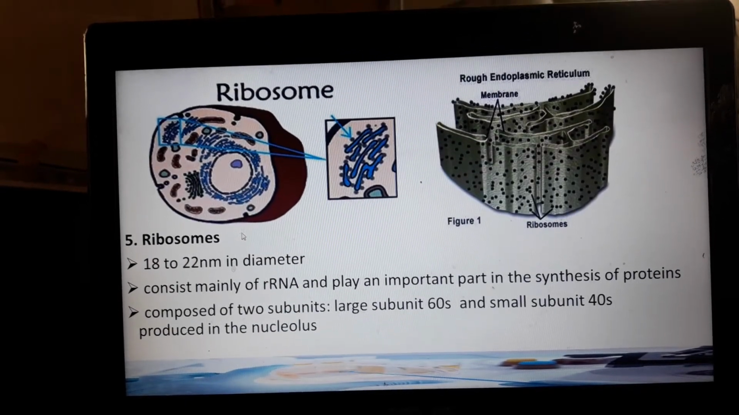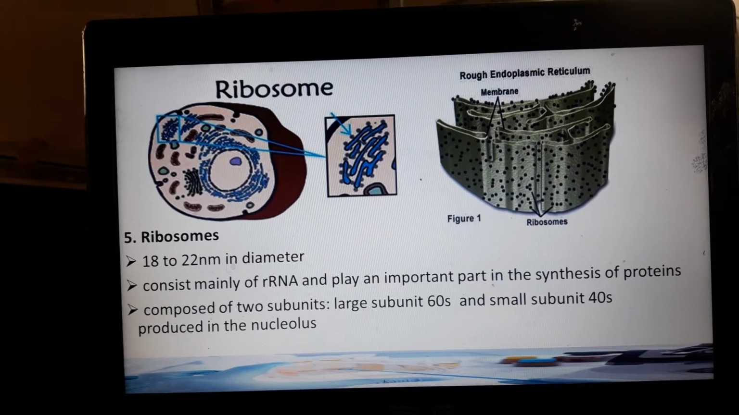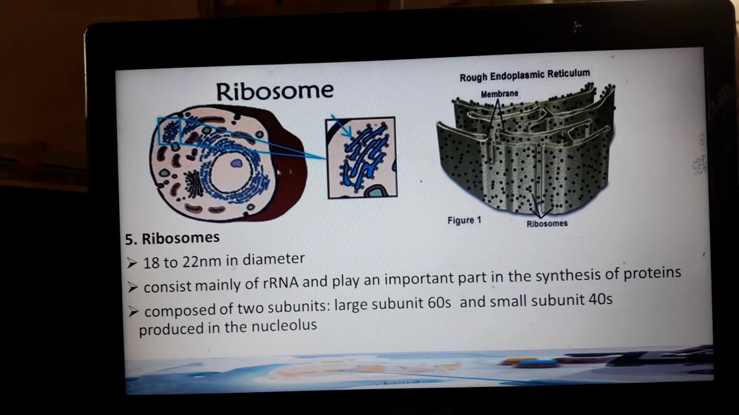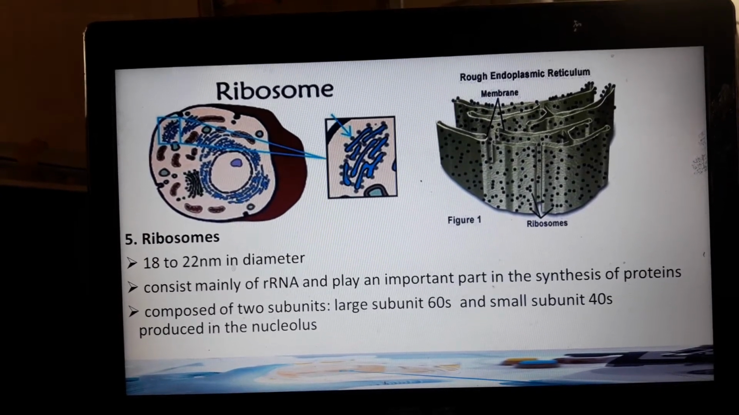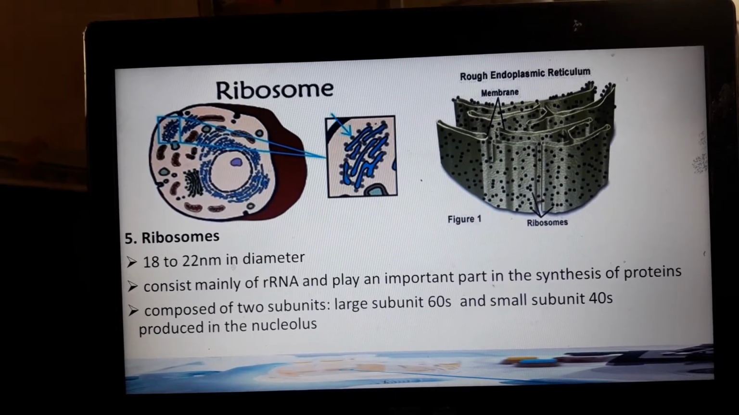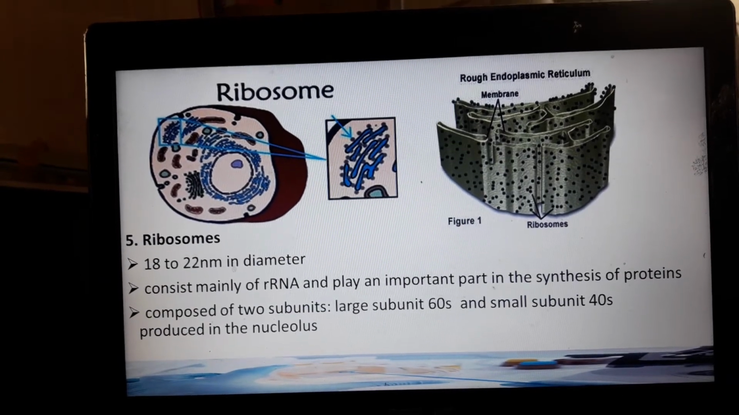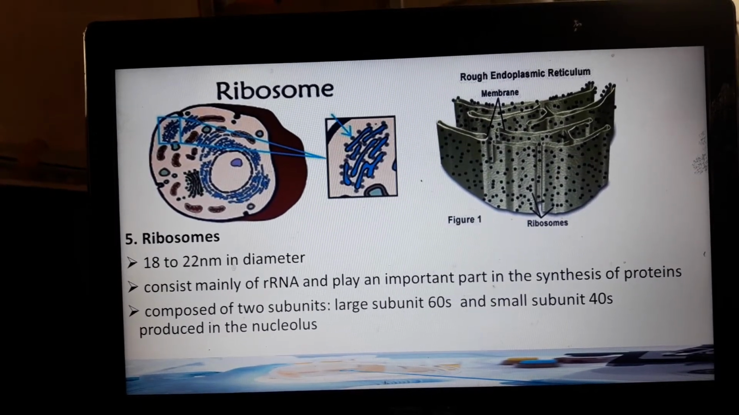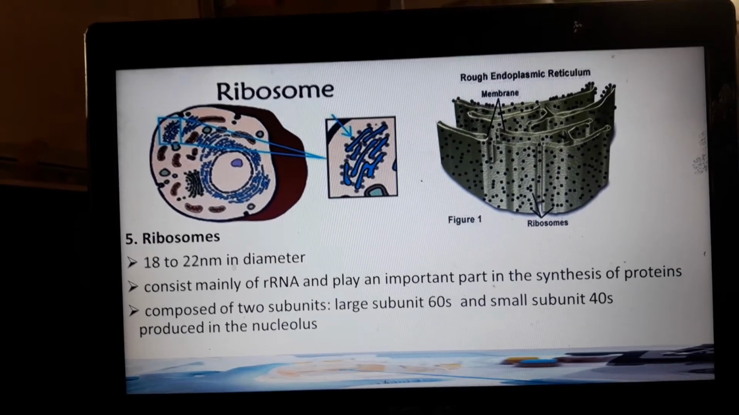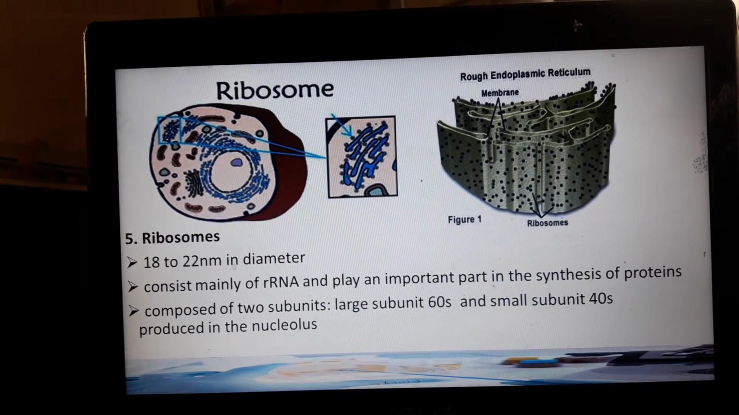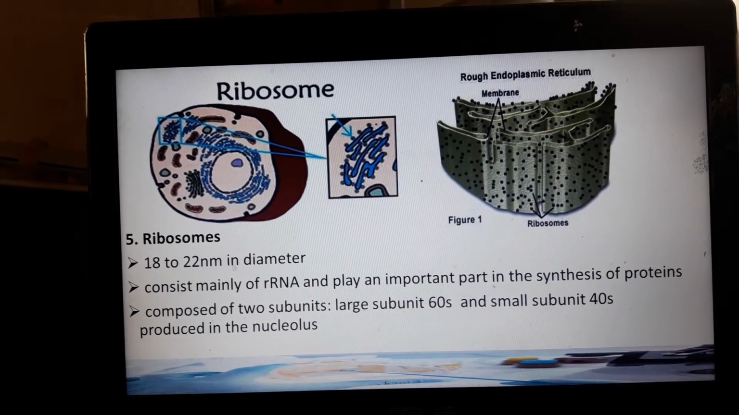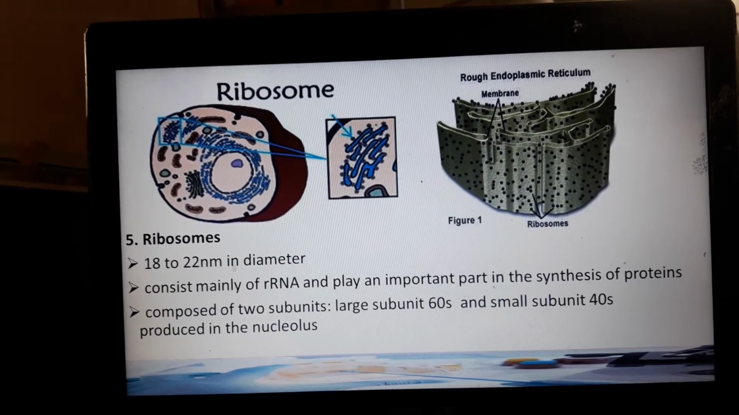Next, we have ribosomes. So that is 20 to 22 nanometers in diameter. So ribosomes are found also in the cytoplasm, and they are also found at the rough endoplasmic reticulum. So as a recap, there are two types of endoplasmic reticulum. We have the rough endoplasmic reticulum and the smooth endoplasmic reticulum. So the difference between the two, rough contains ribosomes. So as I recall in our biochemistry, when the cell or the endoplasmic reticulum are fractionated, there is the formation of what? Microsomes, diba?